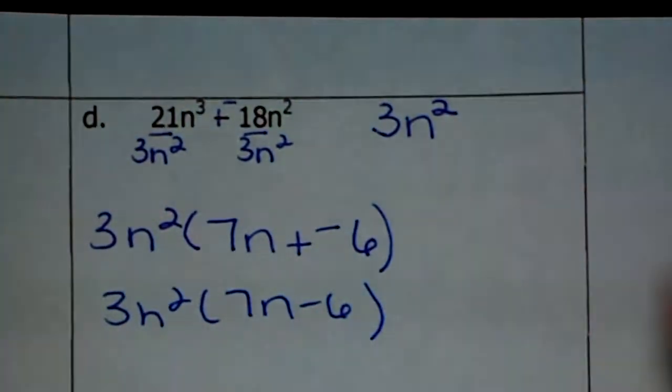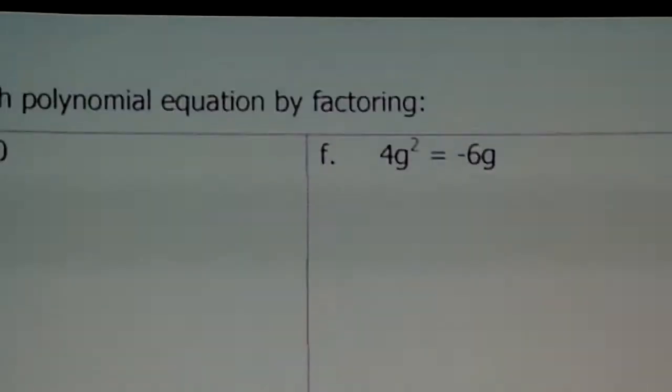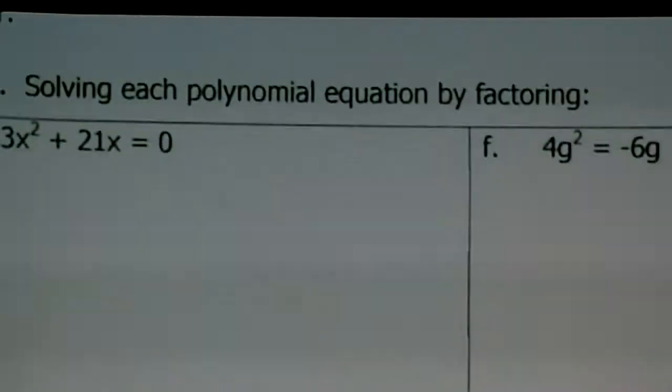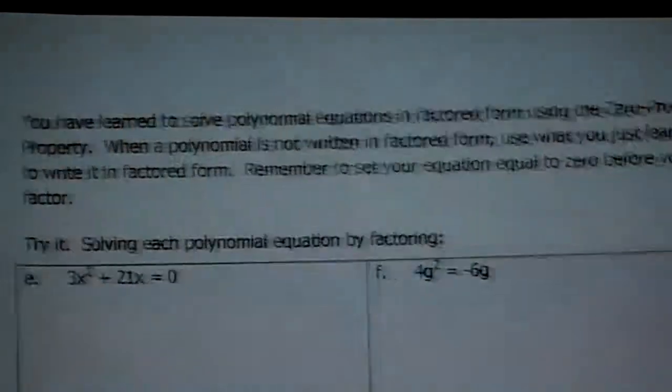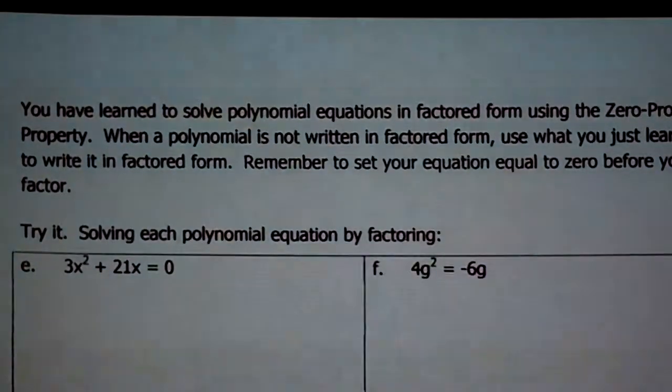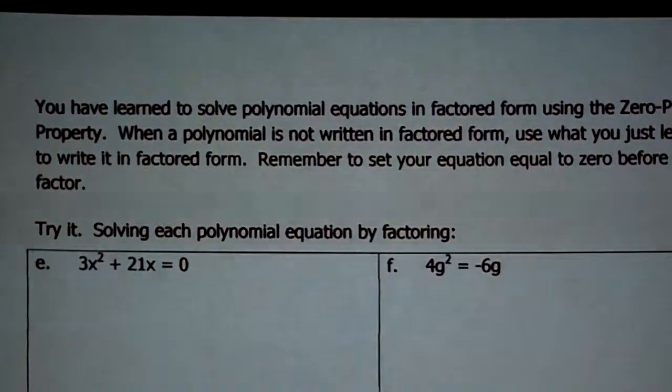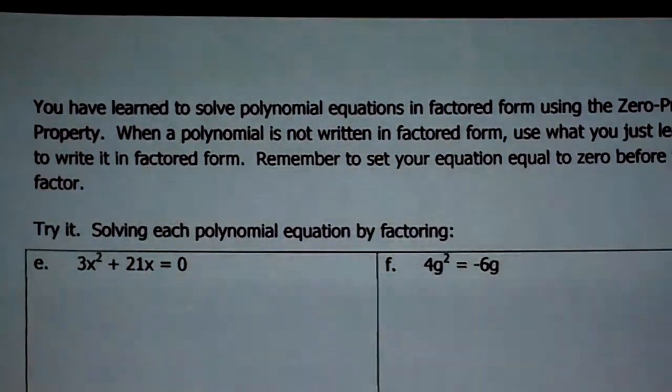Okay, the final step to this set of notes today is to solve equations in factored form, and we're going to use the zero product property. So turn your page if you haven't done so already. I'll zoom out for just a moment to talk about this stuff up here. It says, basically what I said earlier, you've learned to solve polynomial equations in factored form using the zero product property. When a polynomial is not written in factored form, you're going to use what you just learned to write it in factored form, and then you can set your equation equal to 0 and solve it out.